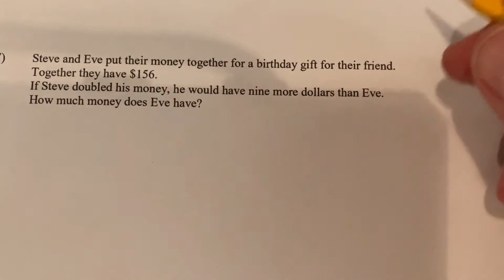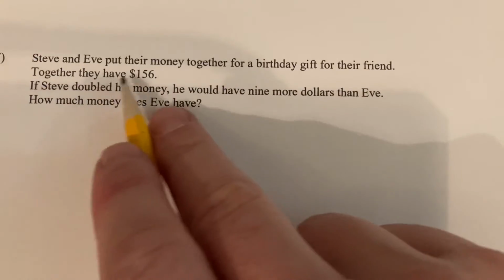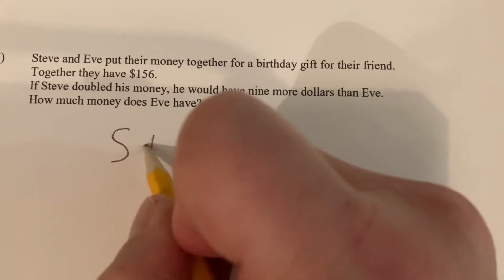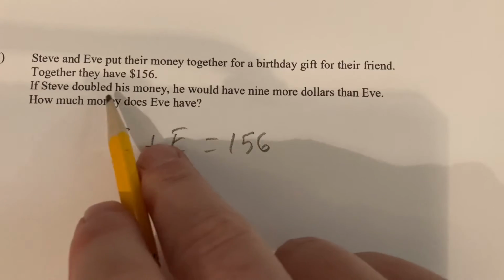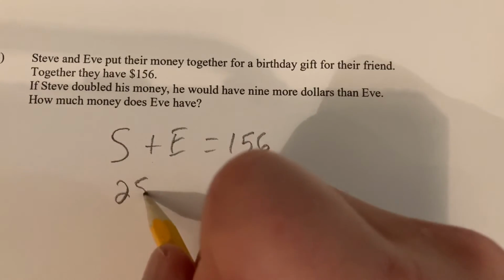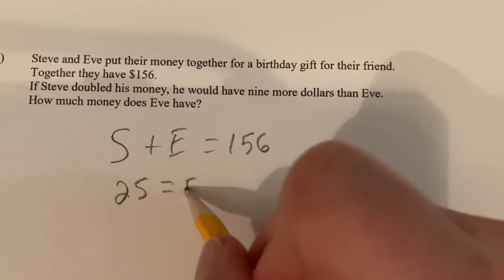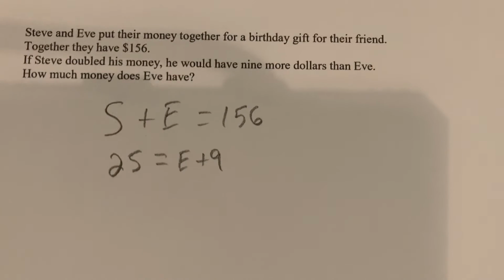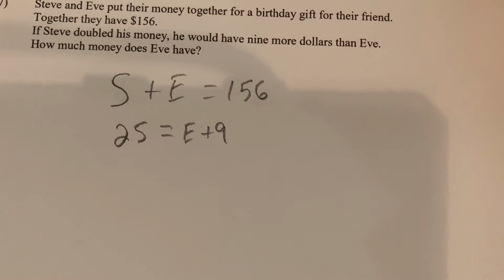Then we have a couple story problems just to, again, get into the idea of this. Steve and Eve put their money together. Together they have $156. So we'll go Steve plus Eve is 156. If Steve doubled his money, so if we double Steve, 2S, he would have 9 more than Eve. So that would be Eve plus 9. Now, this one doesn't end up sitting up nicely like some of the other ones we've done. We have to do something here.